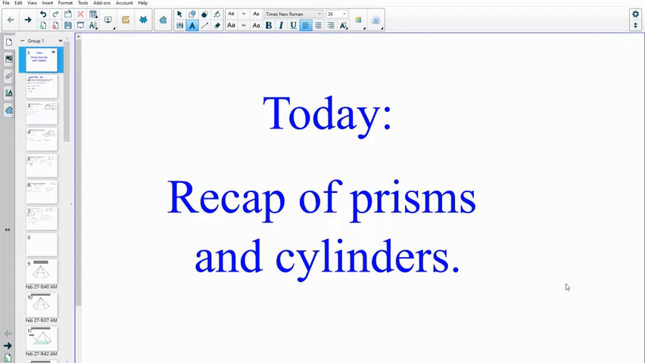Today, I thought of maybe going on and starting on pyramids. But then I also thought I want to make sure that we're all doing okay with where we are at. So today on Friday, I would like to just slow down a little bit and make sure that everyone is okay with prisms and cylinders.